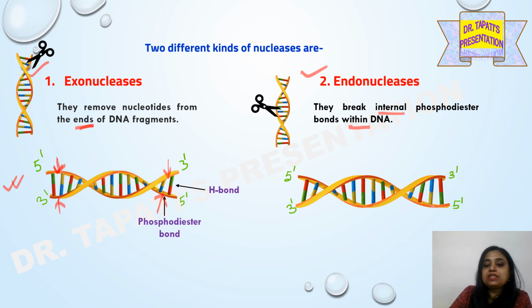Now, if you consider the endonuclease, this is an internal bond, this is an internal bond. So these are the internal phosphodiester bonds. Endonucleases will act on these positions. Endonucleases will break or cut the DNA molecule at these internal phosphodiester bonds.